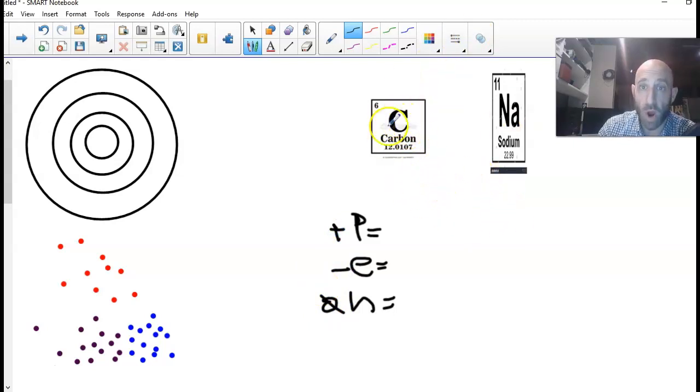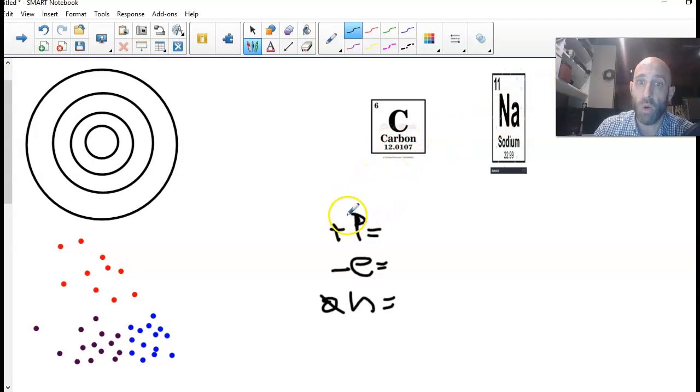Okay, so carbon, you can see this is carbon. It has 2 numbers, the atomic number up top and the atomic mass down here. Now, one thing I do want to point out to you, the atomic mass is 12.0107. We always are going to round the atomic mass. So if it's above 0.5, you round up. If it's below 0.5, you round down. So 12.01 is going to be 12.